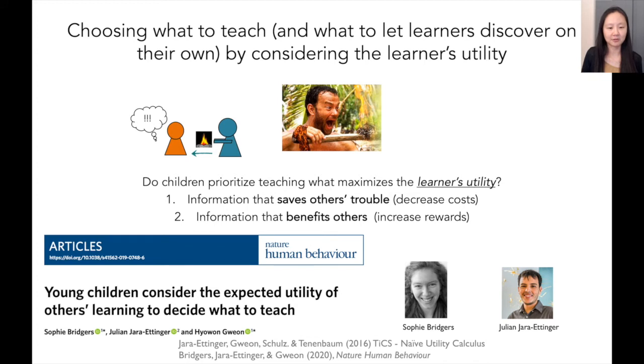Now, the third hypothesis is that children ought to be able to provide information that is maximally helpful for the learner too. So in this study, what we were trying to show is whether children can prioritize teaching what maximizes the learner's utility. Can they choose what to teach based on how their teaching affects the learner's utility?